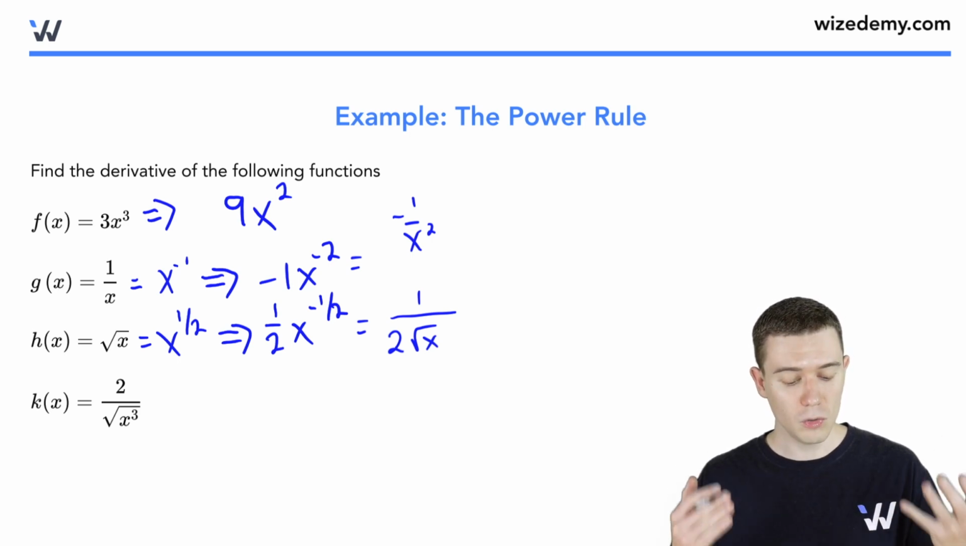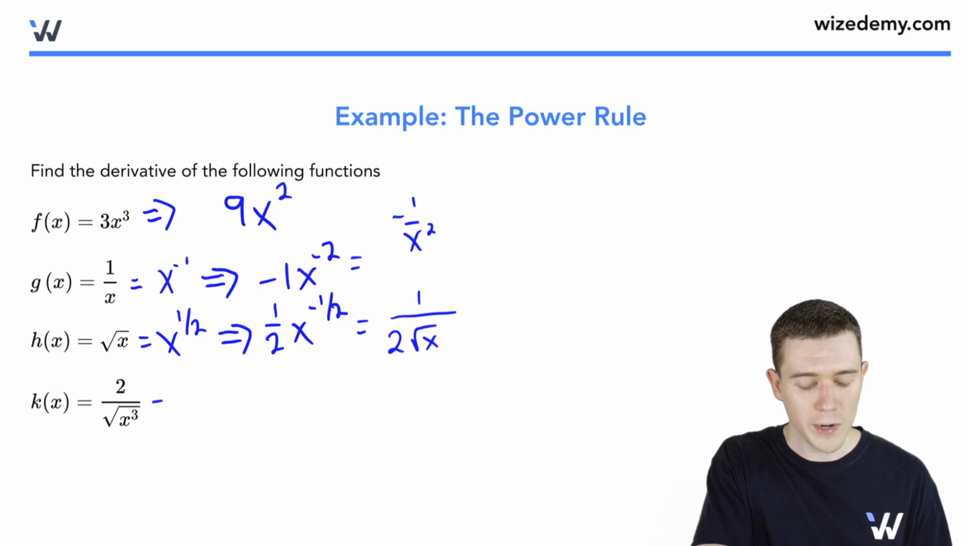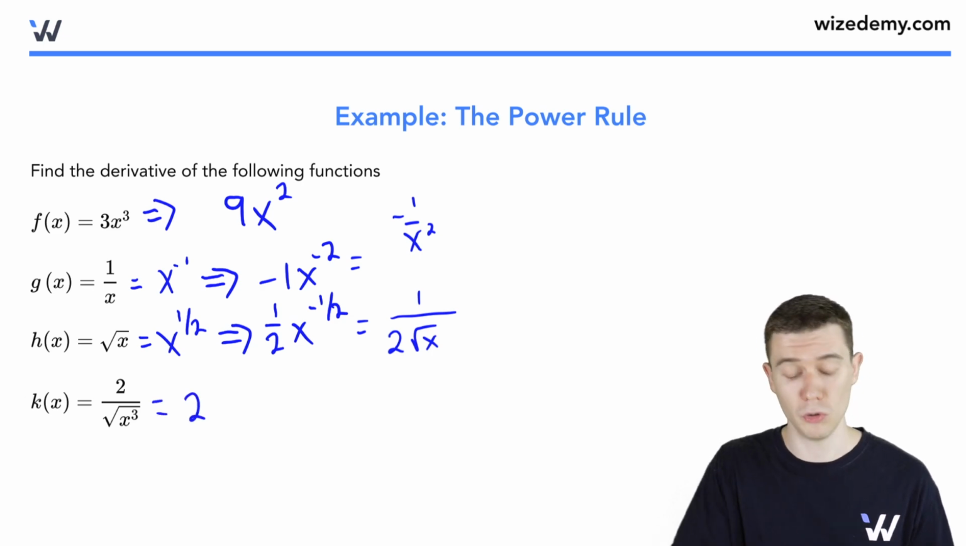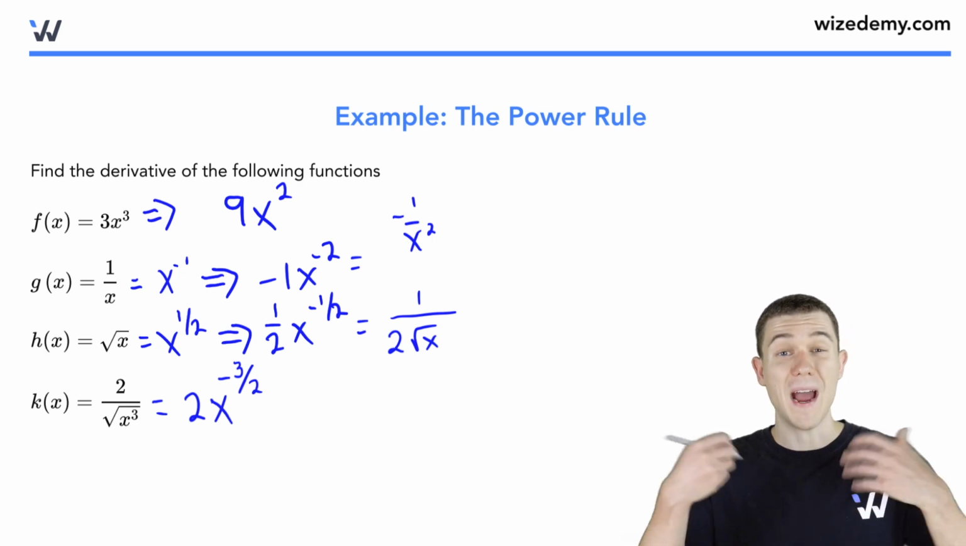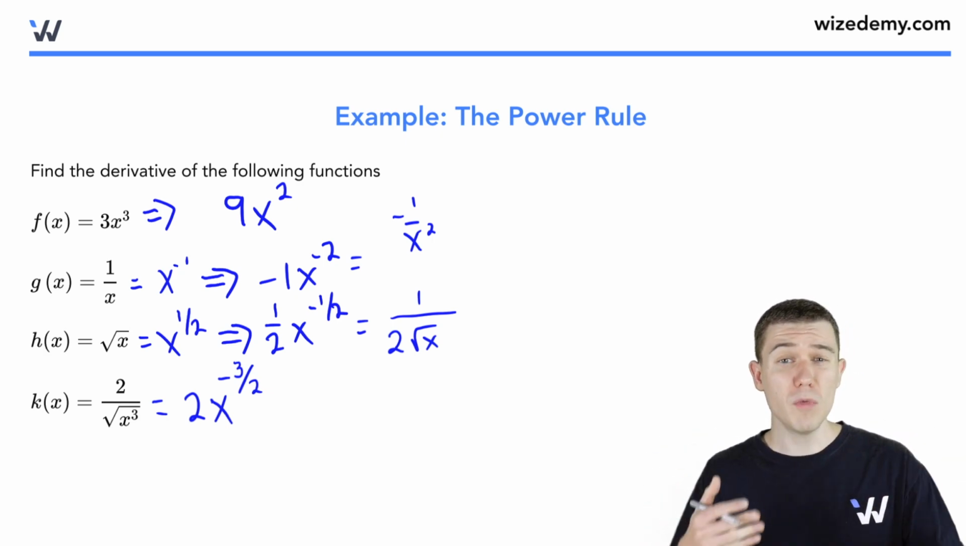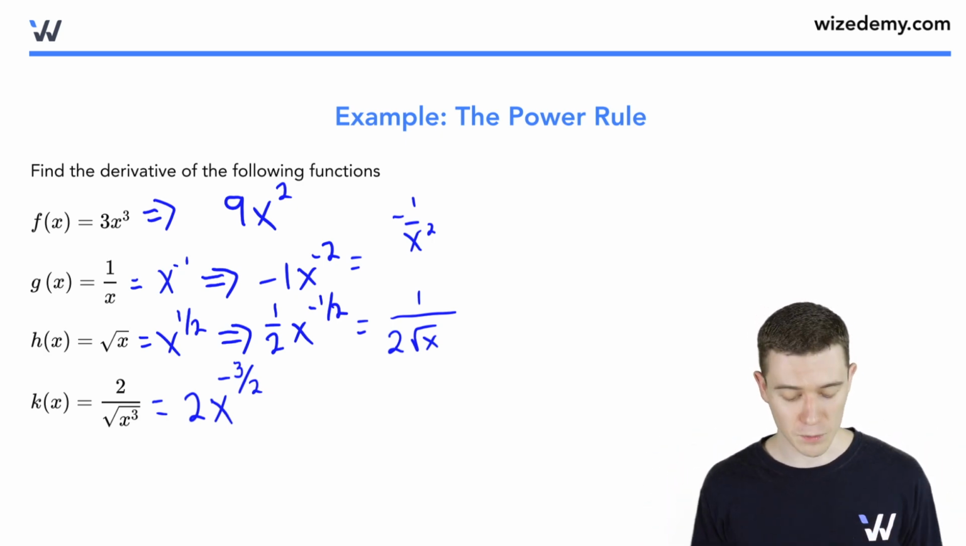For k, we have 2 over square root of x cubed. Rewrite this as a number, 2, times x to a power. Well, x cubed, the square root is 1/2 power, and since it's in the denominator, the power is negative. Just rewrite it using rules of radicals and exponents.